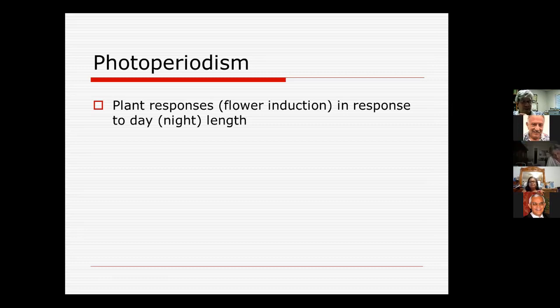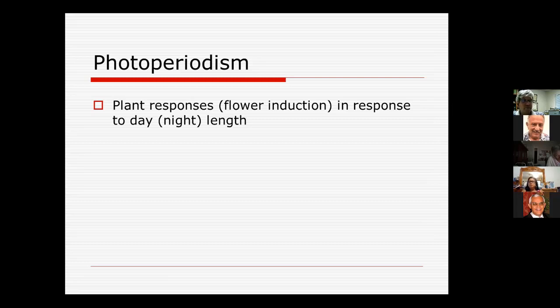What's a real common one? Mums. Mums, chrysanthemums, they are blooming in the fall and in the winter when the days are short and the nights are long. What's another example like that? Poinsettia. Poinsettias are another one that we use. Again, why do they bloom in the winter? Our days are short, our nights are long.